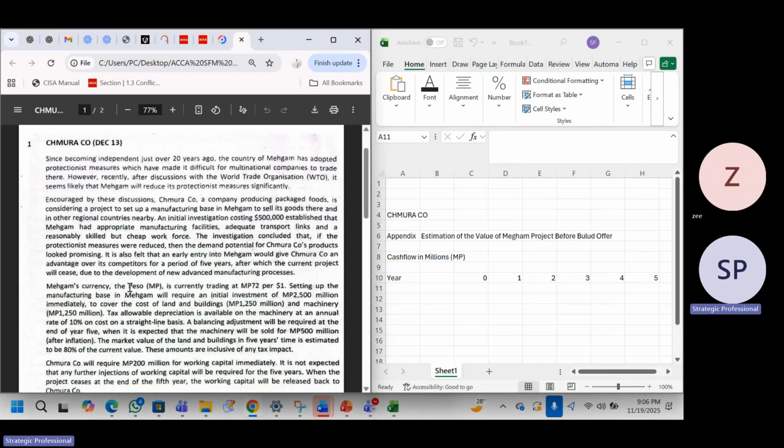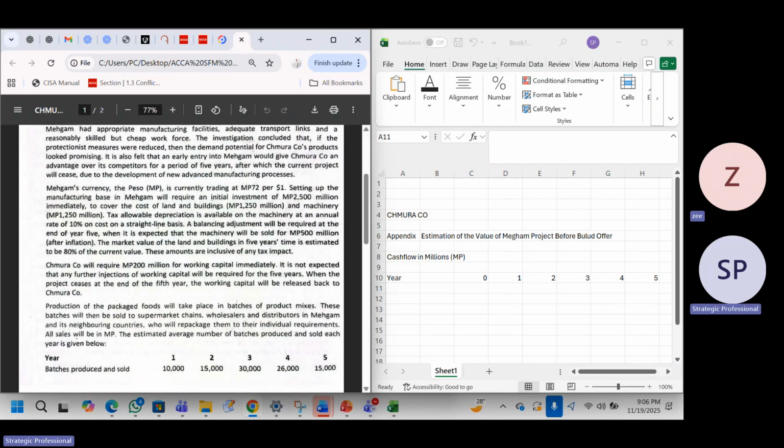I'm already on this next paragraph now. Megam's currency, the peso, is currently trading at 72 mega peso per $1. Setting up the manufacturing base in Megam will require an investment of 2.5 million immediately, right? Note, initial investment of 2.5 million. So we need 2.5, right?